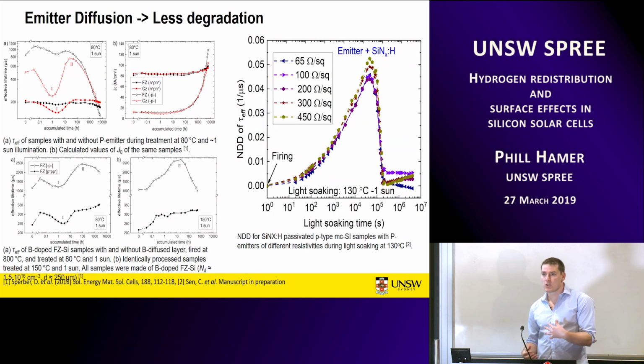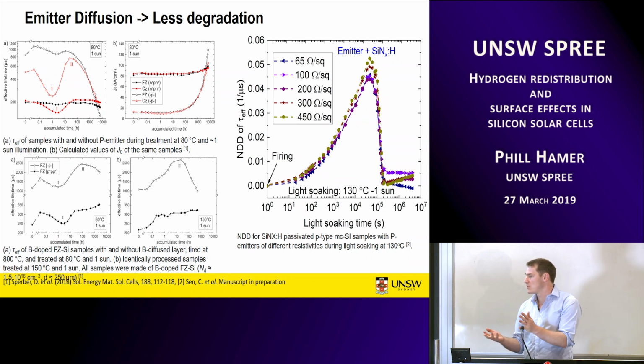The other thing that's been observed is that if you have an emitter present, so if you have a passivation layer on an undoped surface, or a surface that has not got a specific emitter present, we get very bad degradation. Sperber put an emitter down, reasonably heavy by our standards. He observed much, much less degradation, almost completely suppressing it.